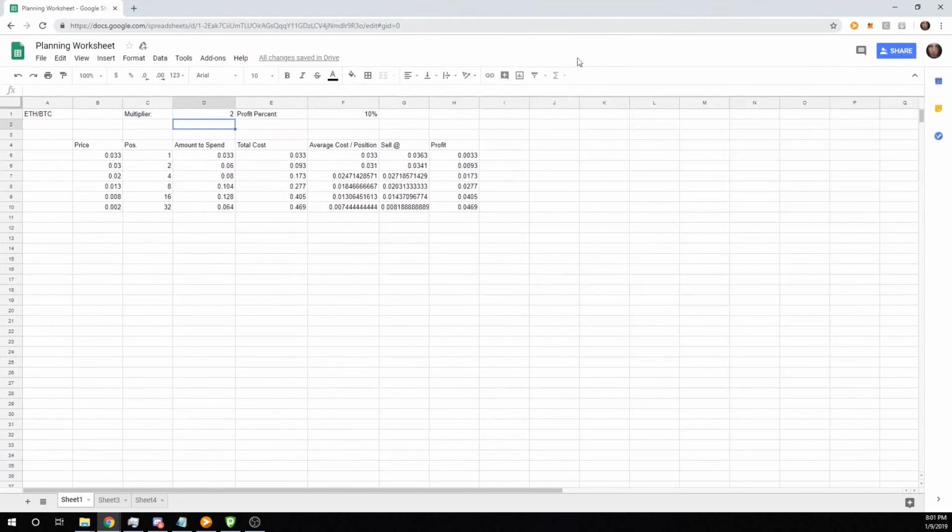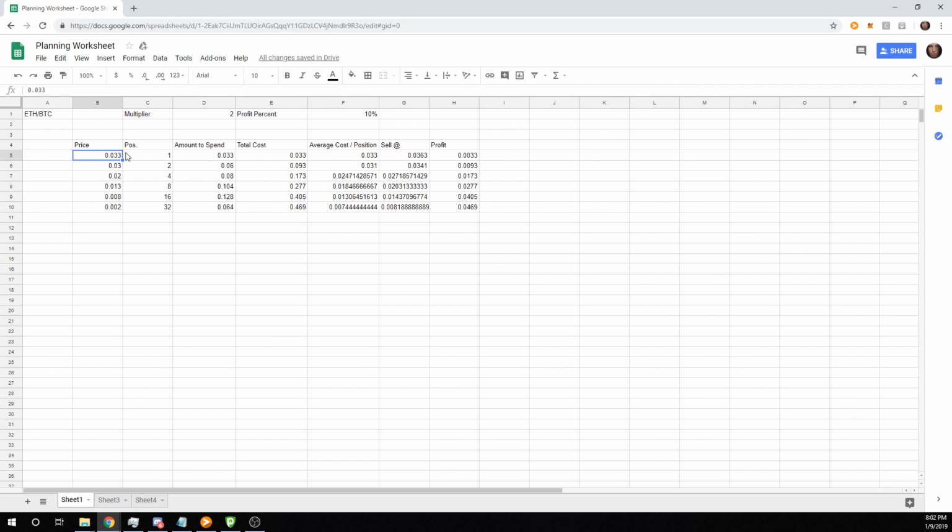What I've got here is a planning worksheet. Took me about 20 minutes to make this thing, typing in all the equations and everything. But I'm just going to make up some numbers here. Maybe these numbers don't actually inform reality, right? But let's assume that we're dealing with this market, ETH BTC. Let's assume that the price is presently 0.033 ETH per BTC, okay? That might be high, it might be low, I don't know, doesn't matter.